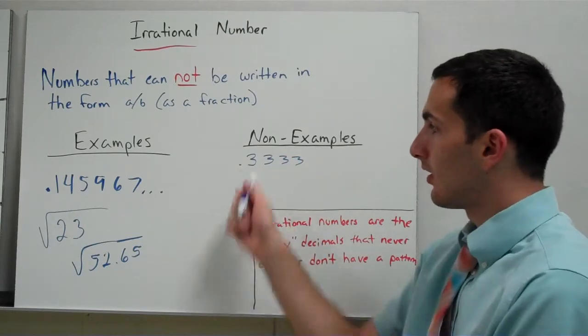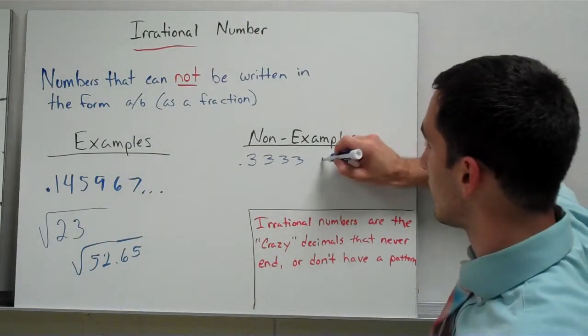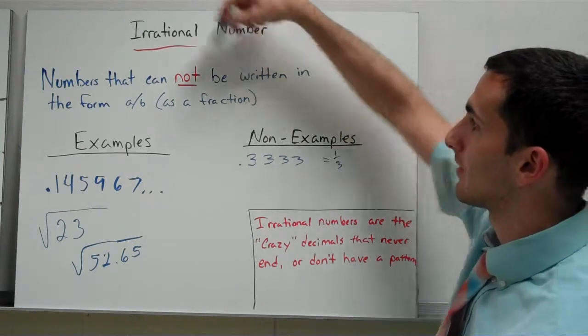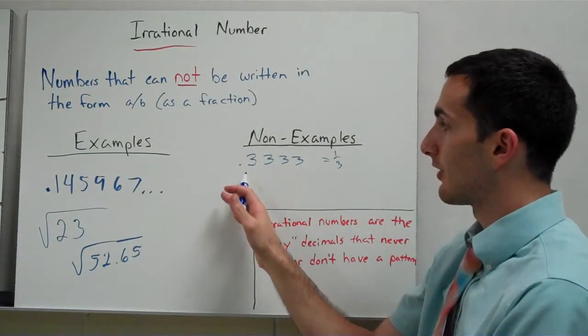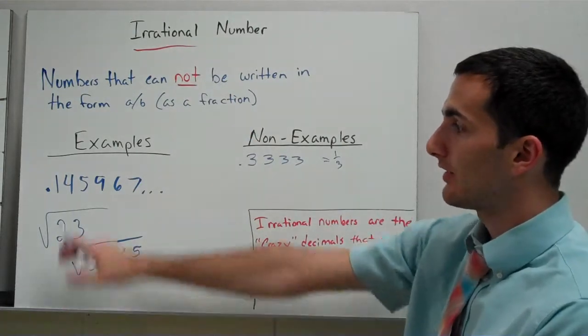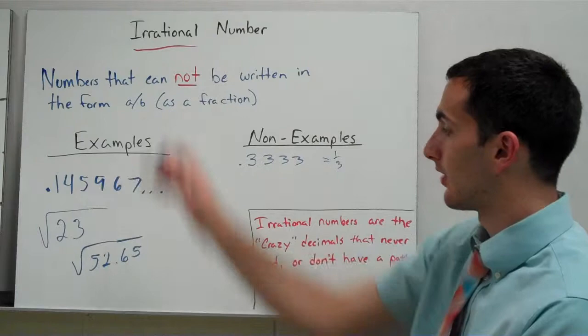0.3333... A repeating decimal can be written as a fraction. 0.3333 is equal to 1/3. Since it can be written as a fraction, it cannot be an irrational number. So any decimal that repeats or has a pattern will not be an irrational number. Any decimal that goes on forever without repeating or having a pattern is an irrational number.